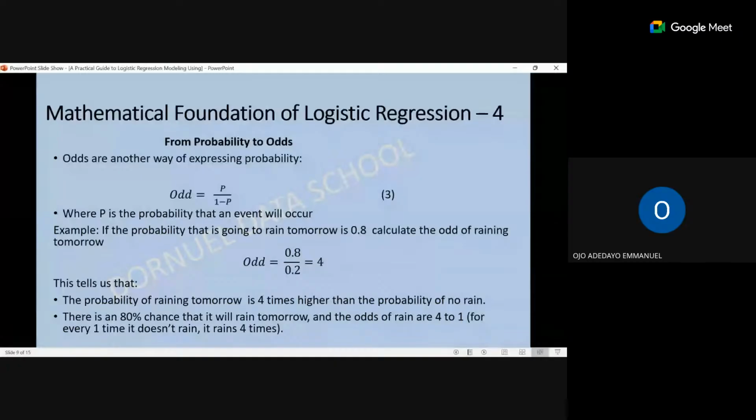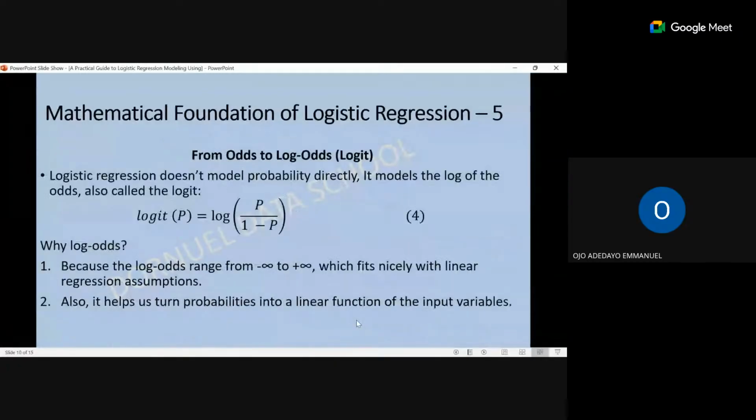Now, we are moving from odds to log odd, which we also call the logit. Logistic regression does not model probability directly. Please take note of that. Logistic regression does not model probability directly. It models the log of the odd. Now the odd ratio, the odd that you now have, by the time you take the log of that odd, then we have the logistic regression.